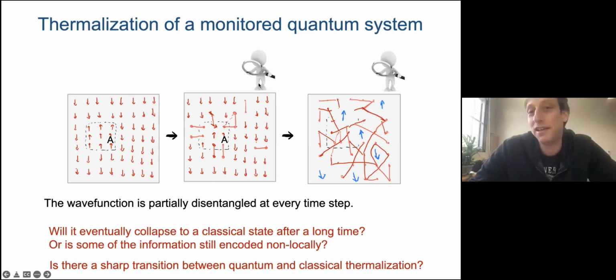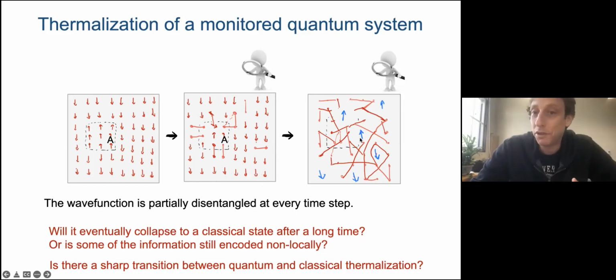But let's say the observer is not as observant, not as accurate, and can only measure a fraction of the degrees of freedom at every given moment.